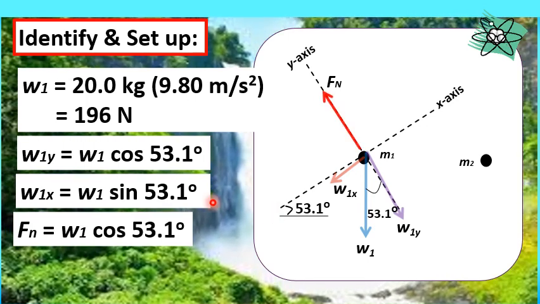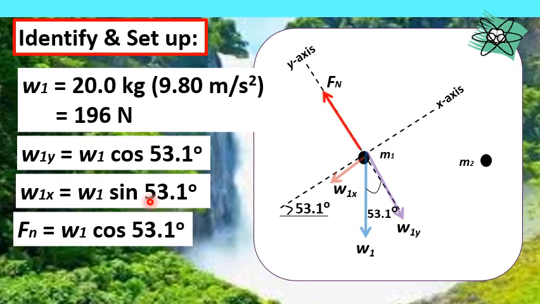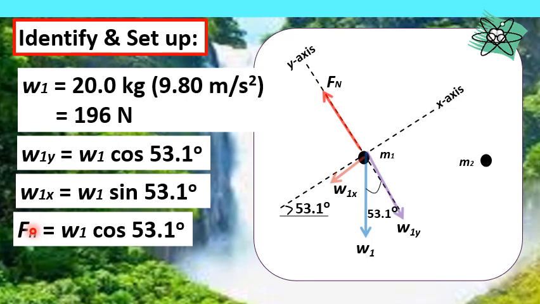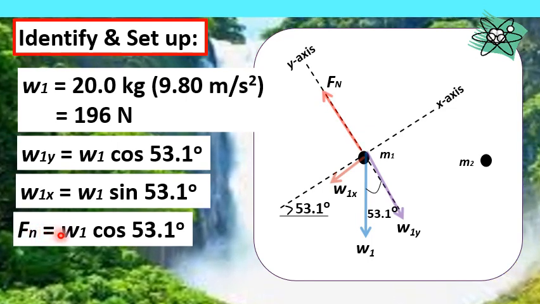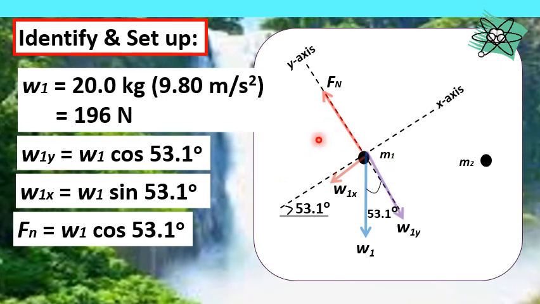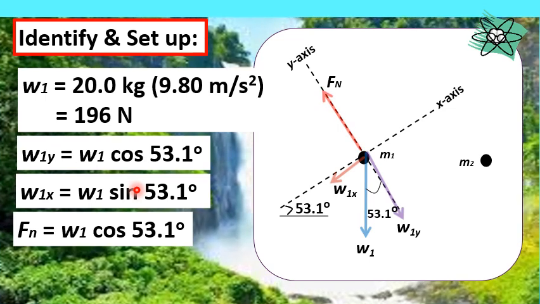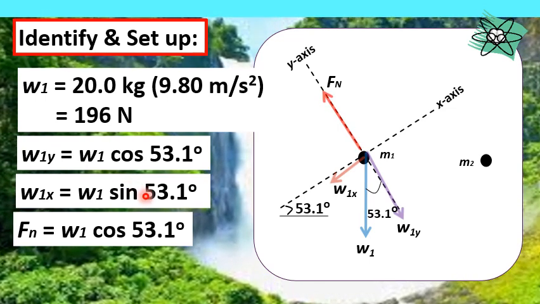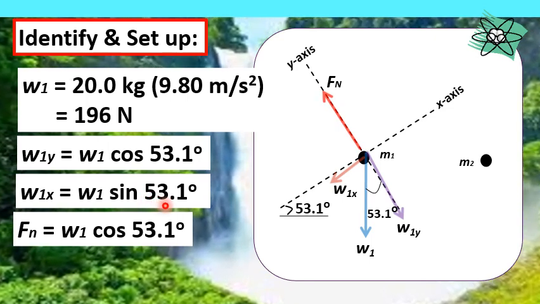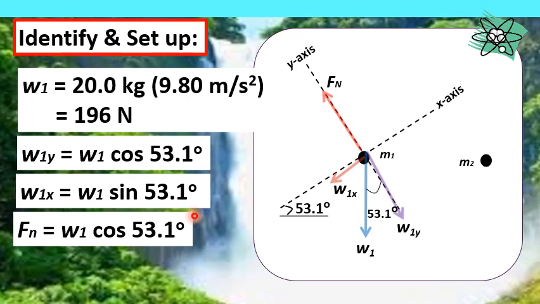The force exerted by the surface of the incline on mass M1 is the normal force denoted here as Fn, and this is directed in the positive y-axis. And its magnitude is equal to the y component of weight 1, or that is W1 cosine 53.1 degrees.